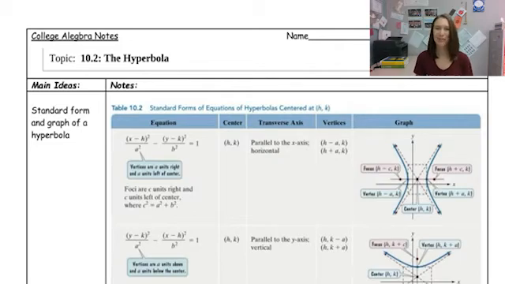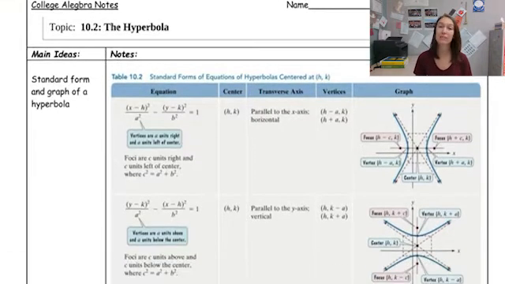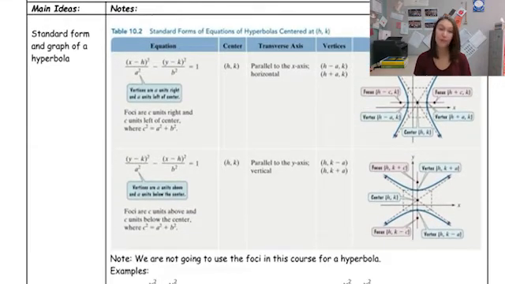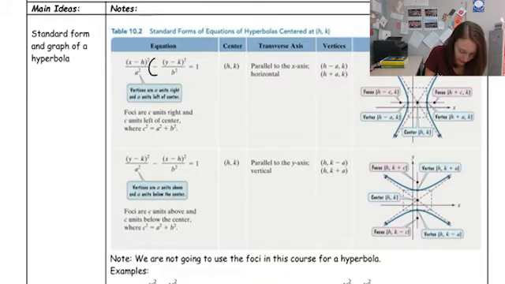Hey class, today we're going to be doing section 10.2, which is the hyperbola in our conic section chapter. In the last lesson, we did the ellipse. This is going to be really similar. It's going to look almost the exact same in the formula. There's one major difference, which is this piece right here.